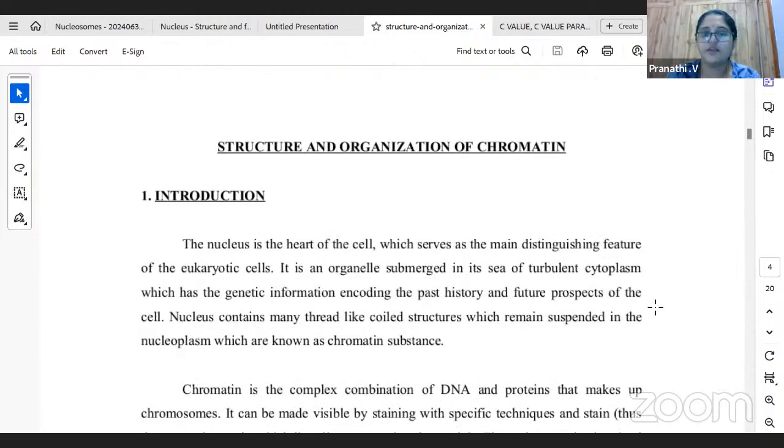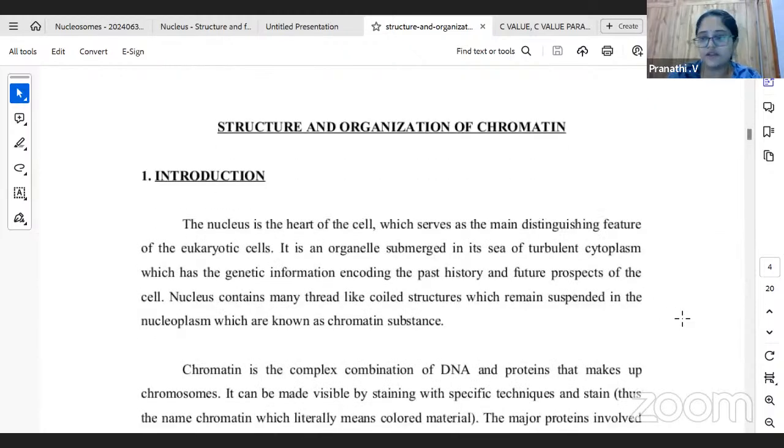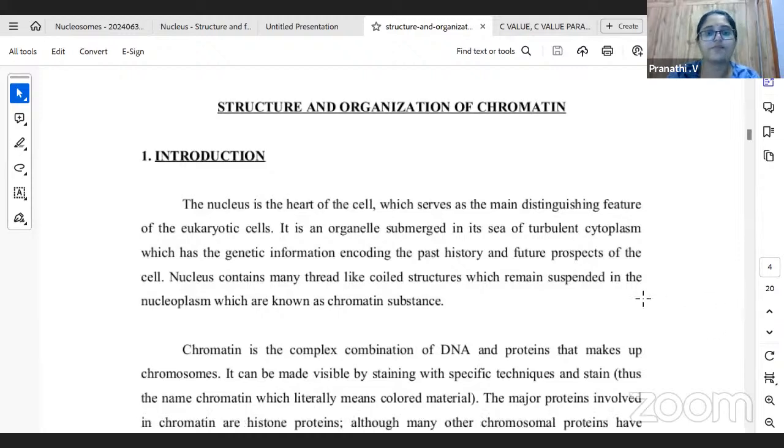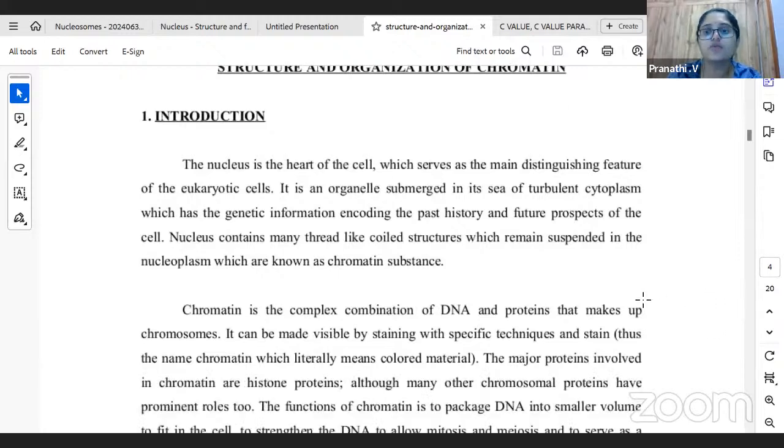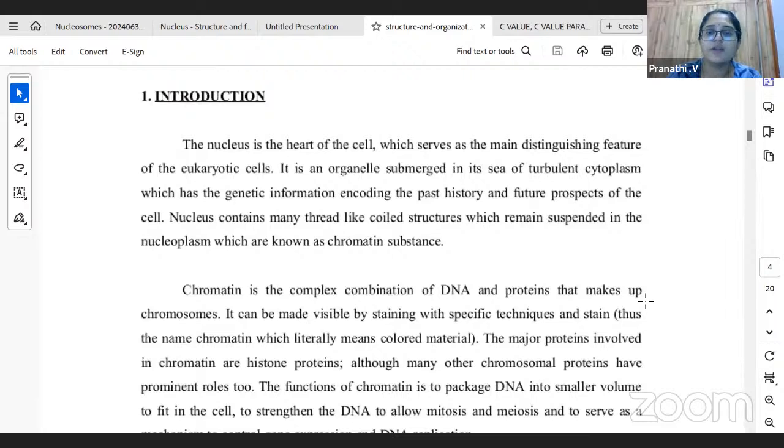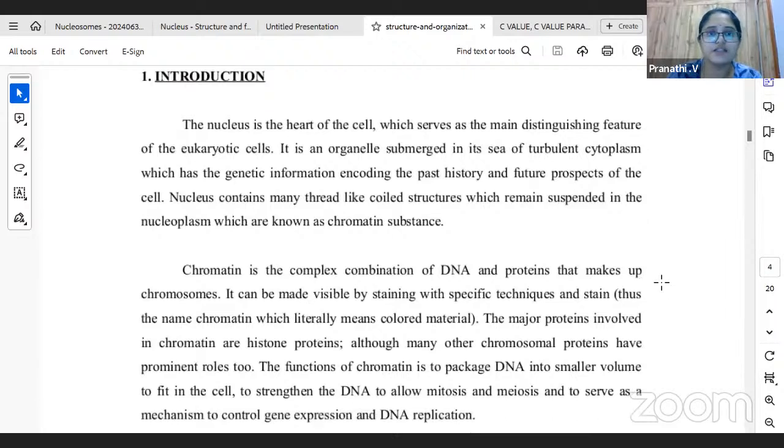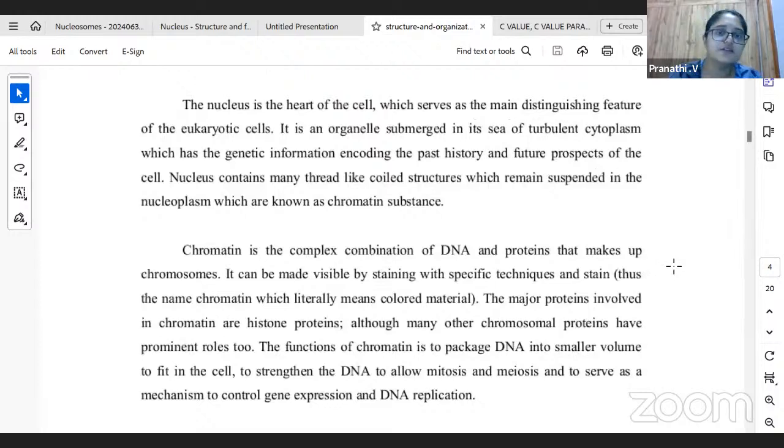Now, we know that the nucleus is necessary for the functioning of the cell. So, what is chromatin now? It is the combination of DNA and proteins that makes up our chromosomes. And how is it visible? By staining. Certain staining techniques help us look at them and know that yes, this is chromatin. So what are the major proteins that make up the chromatin? They are the histone proteins.